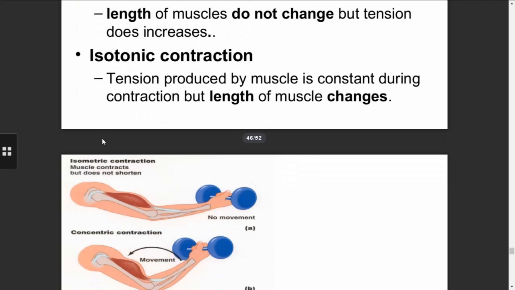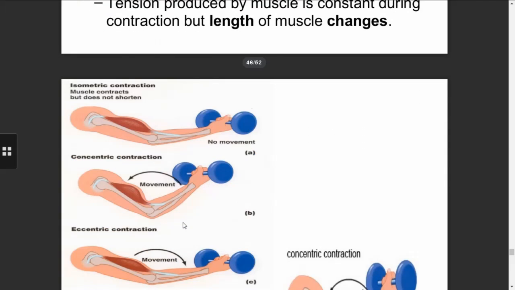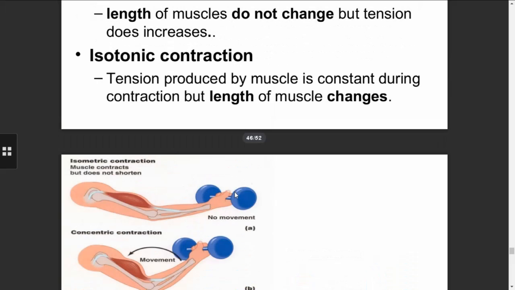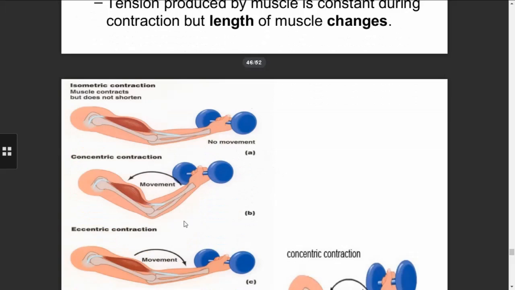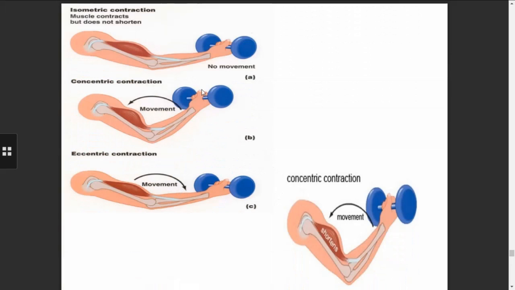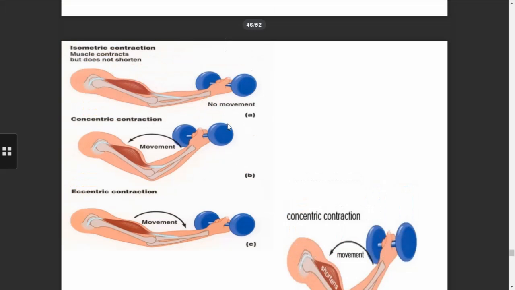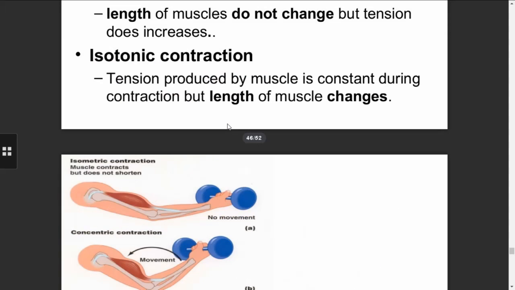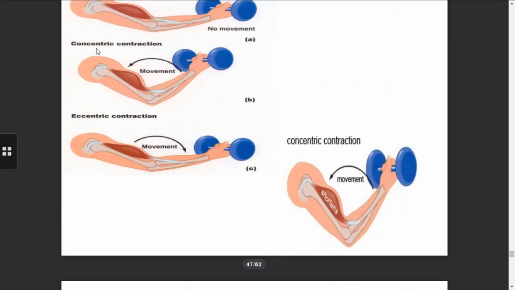Second is the isotonic. In isotonic, there is a constant tension, but the length will change. Again, if we see the dumbbell movement, if we are taking one dumbbell of 2 kilograms, the tension will be constant, but we can change the length of the muscle. This is called the isotonic contraction. Eccentric, the length is increasing. Concentric, the length is shortening and bulging.